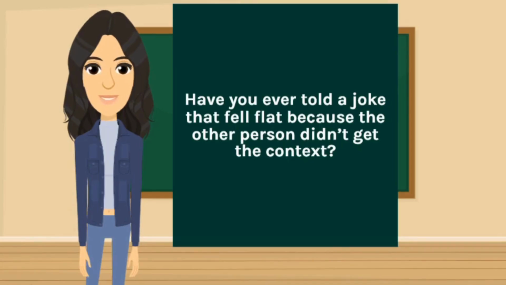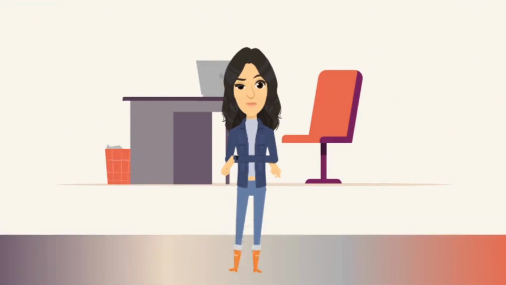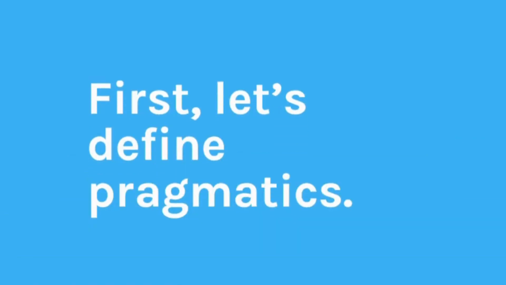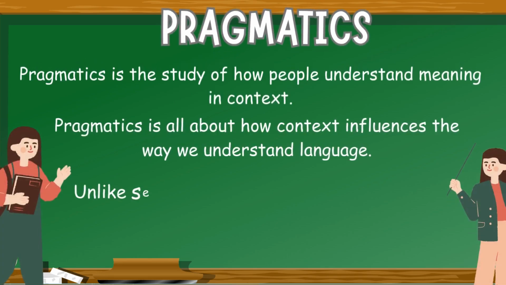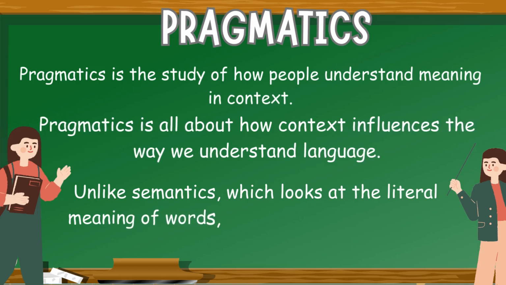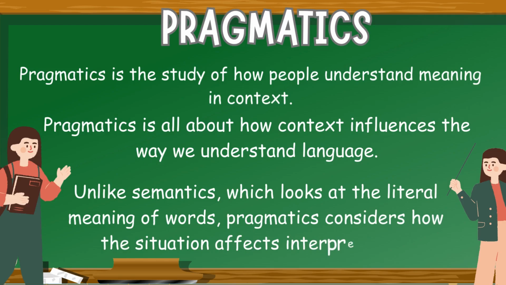Have you ever told a joke that fell flat because the other person didn't get the context? Or maybe you've had a misunderstanding in a text because you didn't catch the hint? These situations stem from a concept known as pragmatics. First, let's define pragmatics. Pragmatics is the study of how people understand meaning in context. Unlike semantics, which looks at the literal meaning of words, pragmatics considers how the situation affects interpretation.